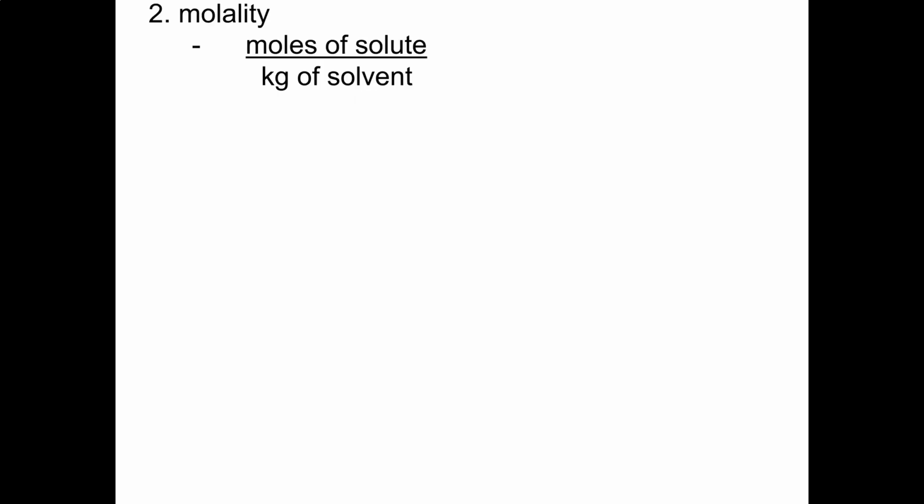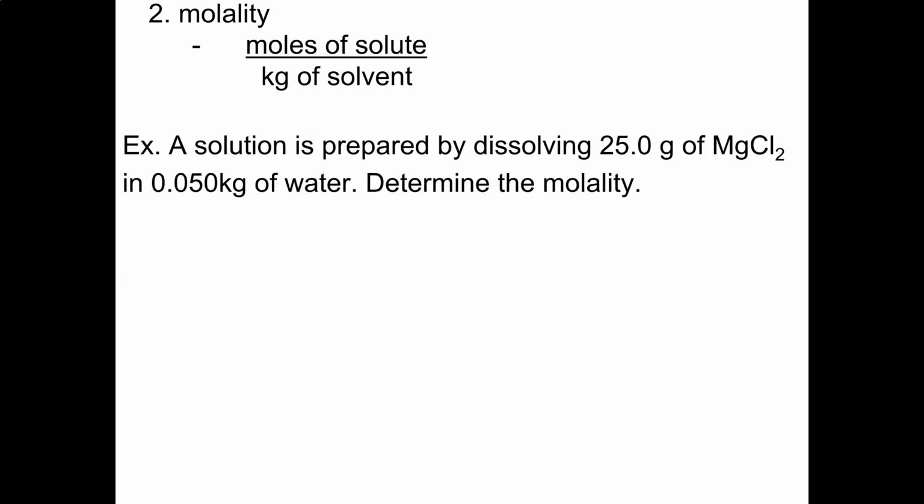For molality, it's moles of solute per kilogram of solvent. So that's molality. Here's a scenario. A solution is prepared by dissolving 25 grams of magnesium chloride in 0.050 kilograms. So they already give you the mass in kilograms. You just have to change the magnesium chloride to moles divided by those kilograms, and you're done.